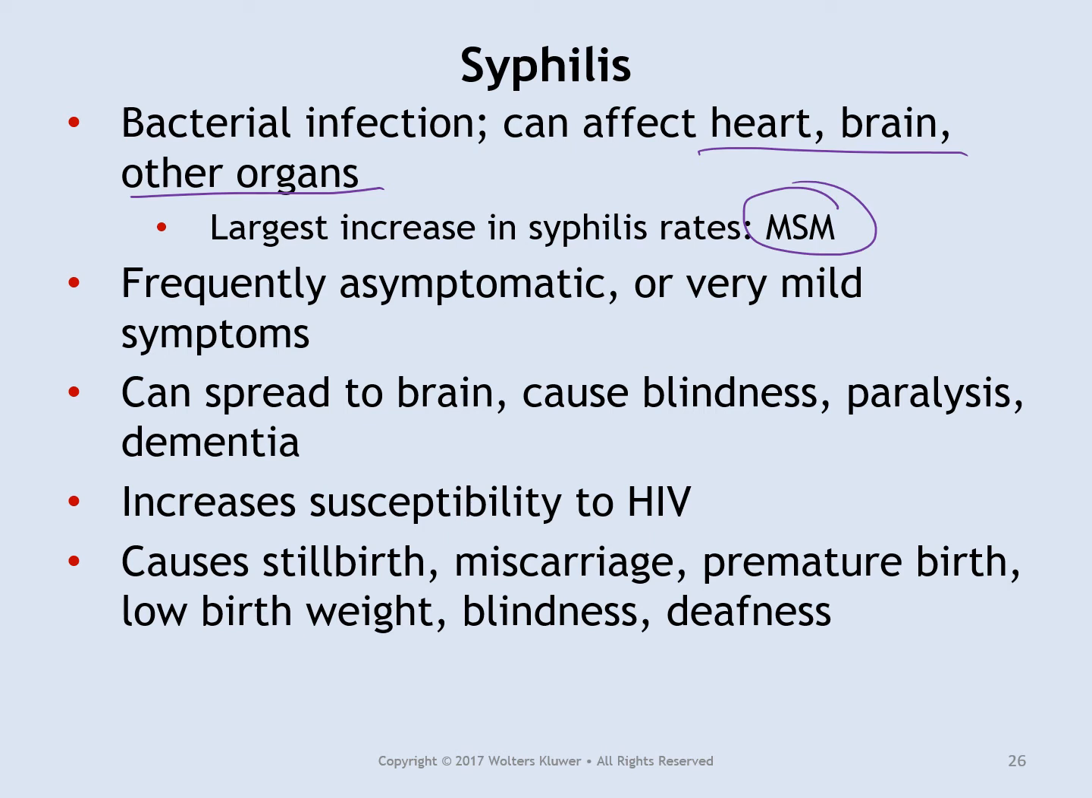Usually syphilis is pretty asymptomatic or very mild symptoms. Sometimes you'll see a rash with a syphilis infection, sometimes not. But again, the concern with it is it can spread to other organs in the body, especially the brain. And then you'll see issues with blindness, sometimes paralysis, sometimes symptoms somewhat like dementia or Alzheimer's. Those symptoms cannot be reversed. And then just like gonorrhea, if you have syphilis infection, that increases your risk of getting HIV.